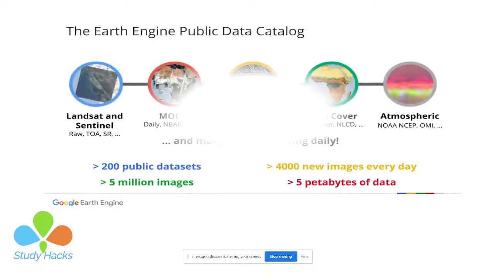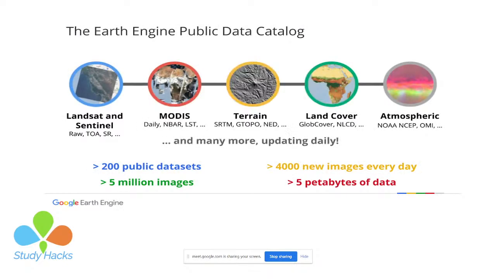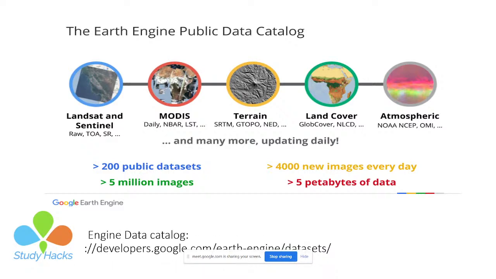So first of all, this is the Earth Engine public data catalog, and in this data catalog we can easily access all of the satellite images. It can be Landsat, Sentinel, MODIS, terrain, land cover, different types of atmospheric data, and we can get more than 200 public data sets, more than 4,000 new images every day, 5 million images and more than 5 petabytes of data. And basically this is our data catalog. You can see from this link we can easily access all of the Earth Engine data catalog and use this.